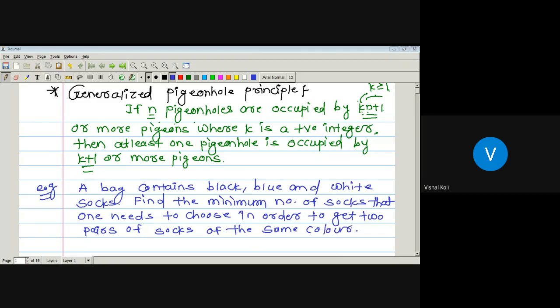Okay, so here there is one bag which contains black, blue, and white socks, and we have to find out the minimum number of socks which are required to get two pairs of socks of the same color. Two pairs of socks of the same color means there are four socks of the same color. We have to find the minimum number of socks so that there are two pairs of socks of the same color. Now here there are three colors of socks, that is black, blue, and white. So the number of pigeonholes is equal to three.